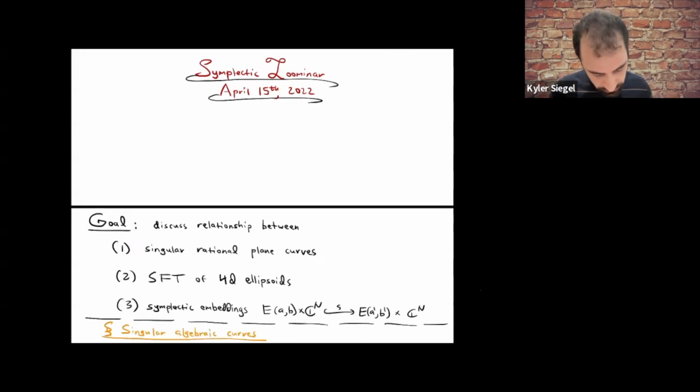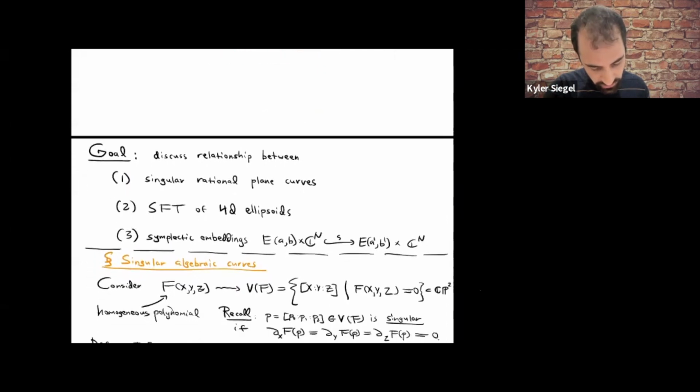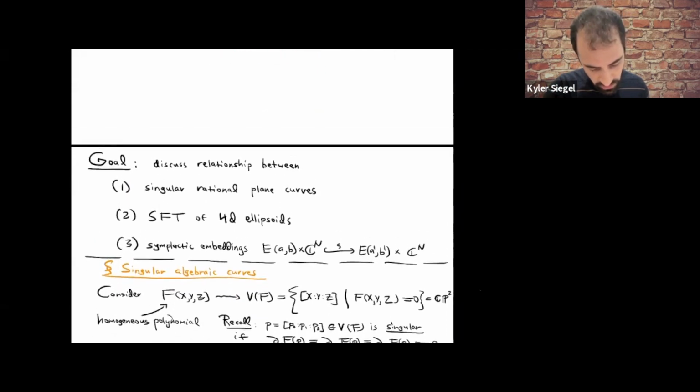Okay, so let me start by talking a little bit about singular algebraic curves in general. This is, for some people, pretty classical, but the setting is: consider a homogeneous polynomial in 3 variables. Then you can look at its vanishing set, V of f, and this gives you an algebraic curve in CP2, possibly with some singularities.